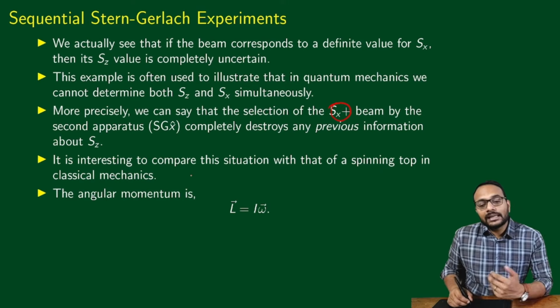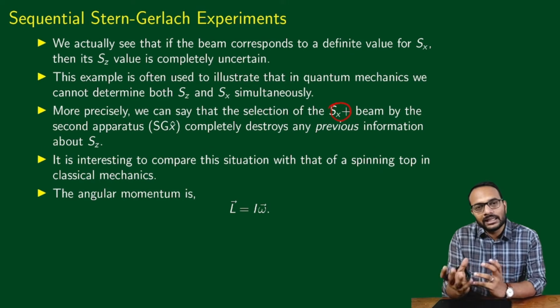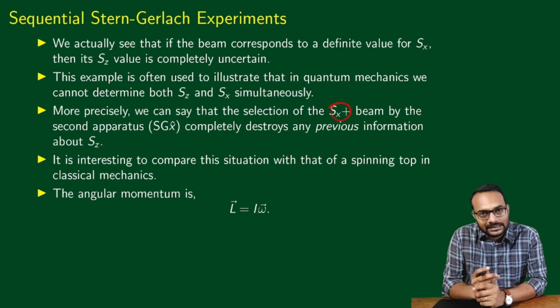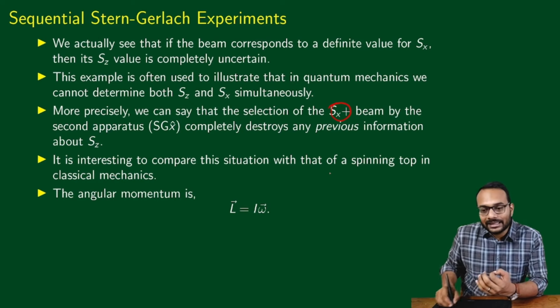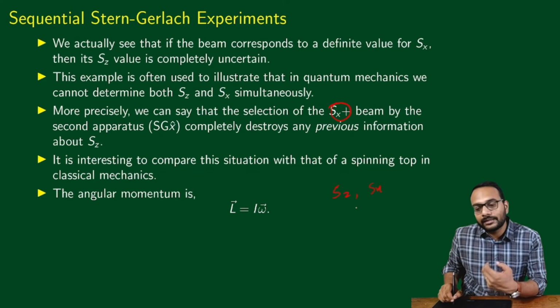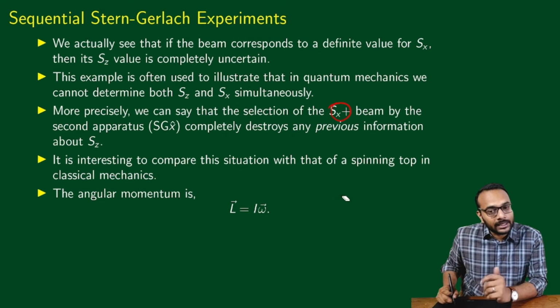Now we could compare the situation with that of a spinning top in classical mechanics. We are already familiar with the word spin from classical mechanics. In the case of a classical mechanical system, spin is actually orbital angular momentum. In classical mechanics, we have no such problem. What we see here is that we cannot determine both Sx and Sz simultaneously, or the atoms do not have both Sz and Sx components at the same time.